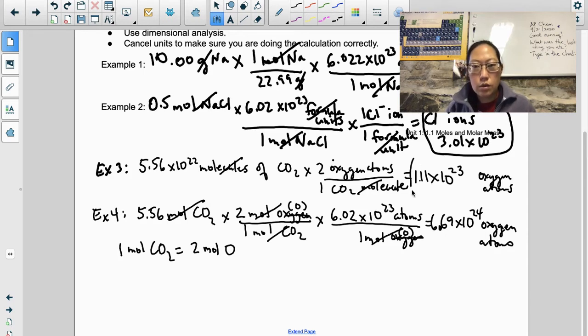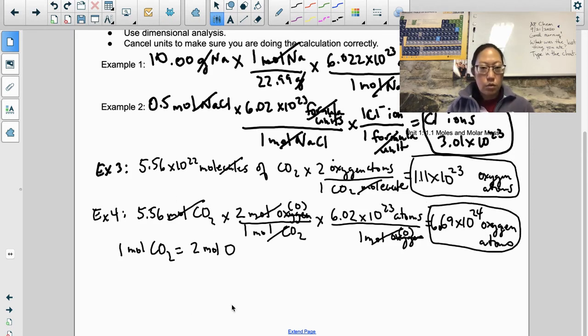Okay, and it's always good practice to box or circle your answers when finished so that we can see where the answer is.